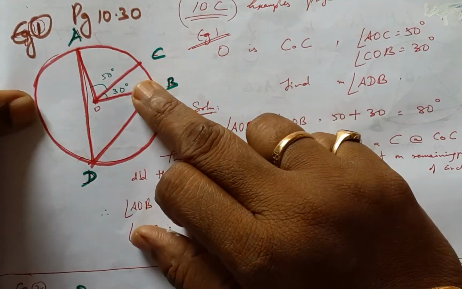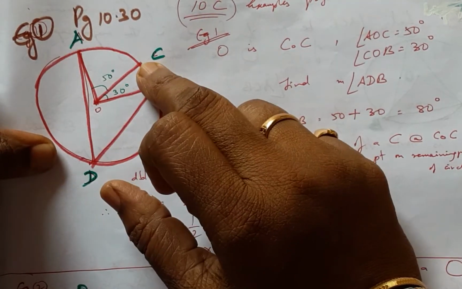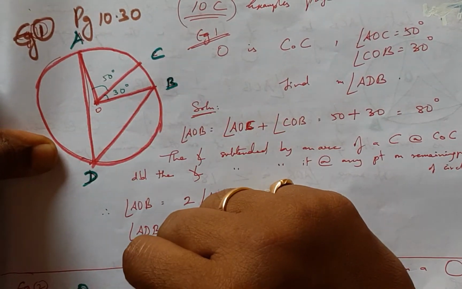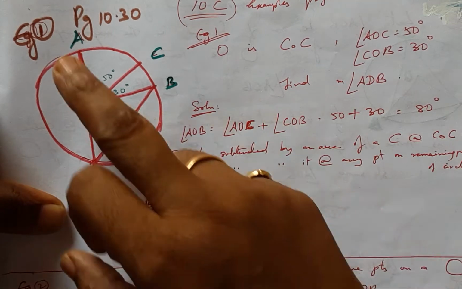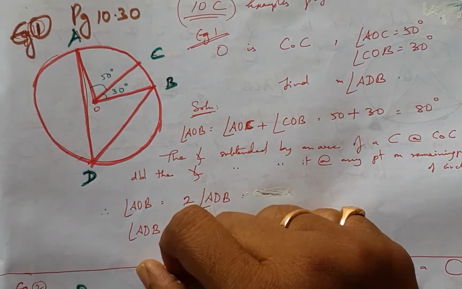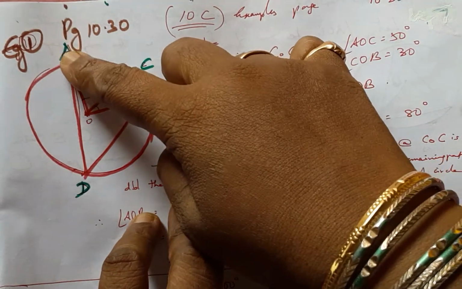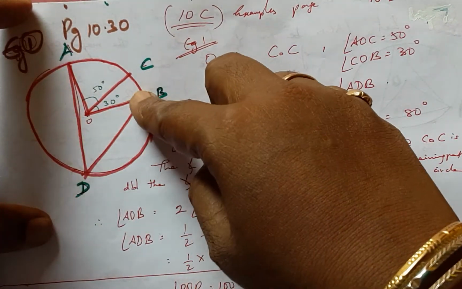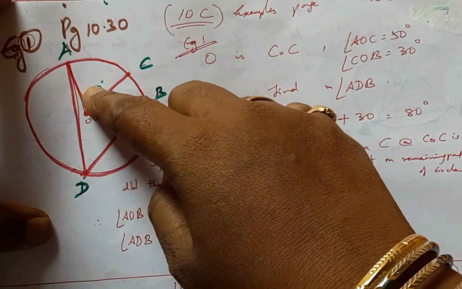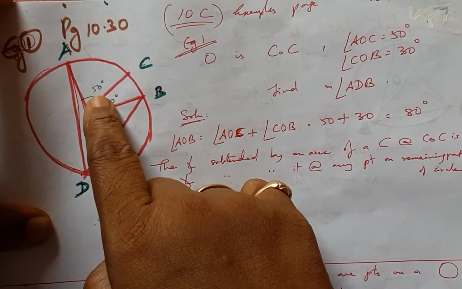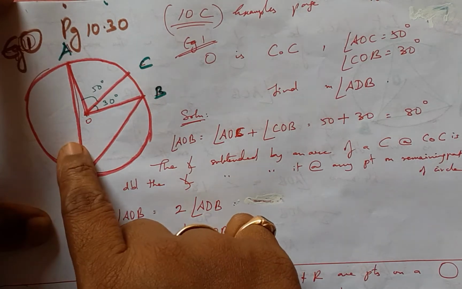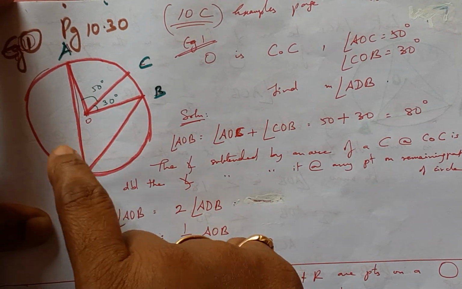Example 1 says 50 degrees has been given for angle AOC and COB is 30 degrees, and we are supposed to find ADB. You see, this is the minor arc and this is the major arc. Now the angle subtended by this arc at the center of the circle is double the angle subtended by it on the remaining part of the circle.